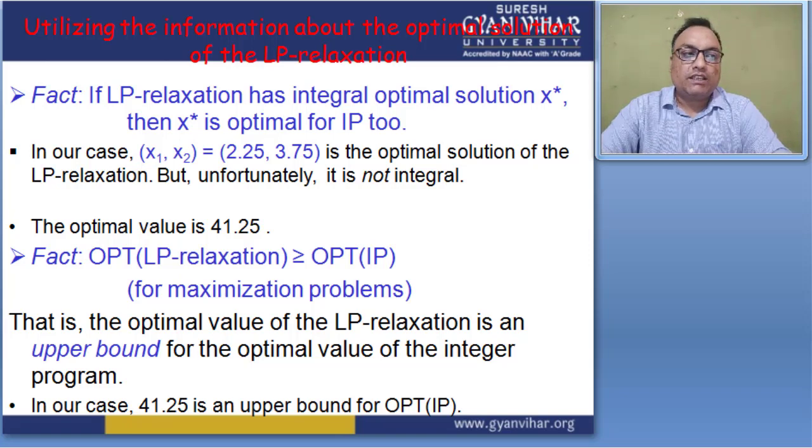So the optimal value is 41.25. If you put these values in the function z equal to 5x1 plus 8x2, it gives this one value. So it is not integral. The optimal value here is 41.25. OPT means the optimal value.